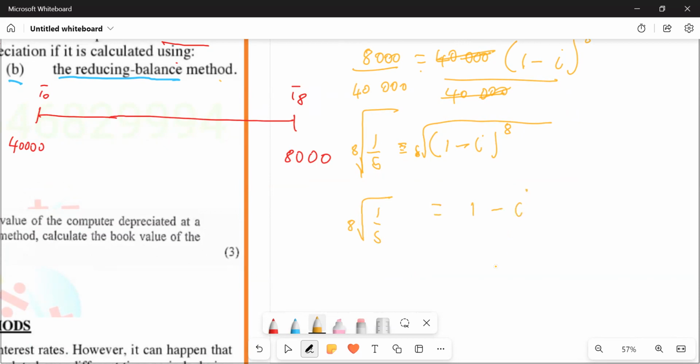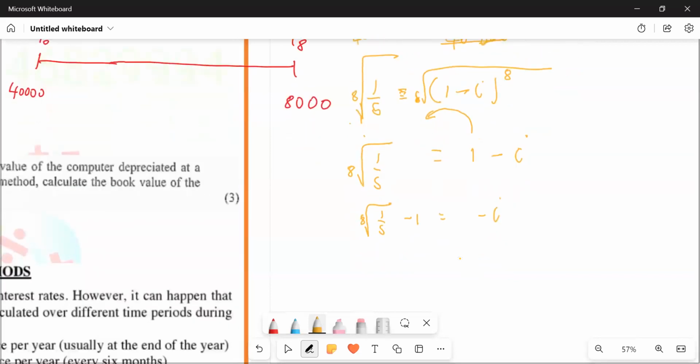So now what are we looking for? We're looking for i. So what are we going to do here? Take 1 to the other side. I can simply take i this side and take this one to the other side. But if that is a little bit complicated for you, stick to the basics. So I'm going to have the 8th root of 1 over 5 minus 1, which is going to be equal to minus i. And then you go and type this in your calculator.